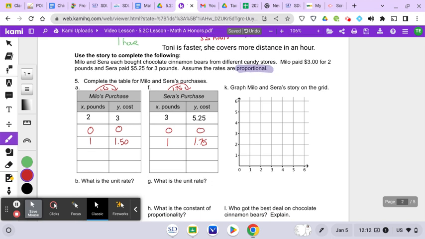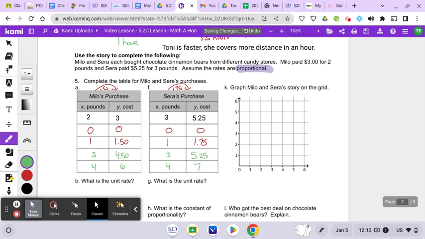And then I could pick whatever I want after that. So whatever choice you want. I'm going to put 3 pounds, 4 pounds, but if you wanted a different number, you totally could. So 1.50 times 3 is 4.50. 4 times 1.50, or you add 1.50 on, is $6. Okay, so here, for 3 pounds, she's going to pay $5.25. And for 4 pounds, she would be paying $7.